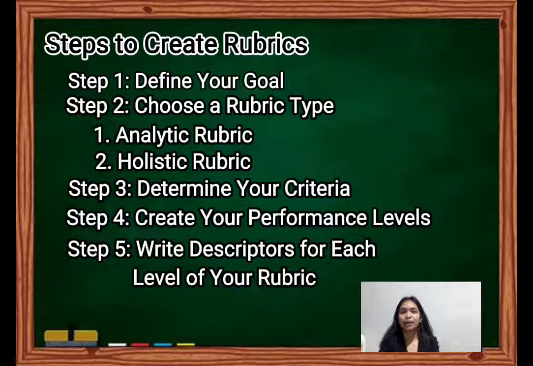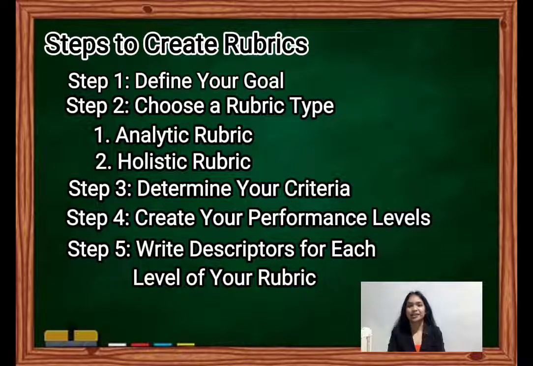This is probably the most difficult step in creating a rubric. Here you will need to write a short statement of your expectation underneath each performance level for every single criterion. The description should be specific and measurable.